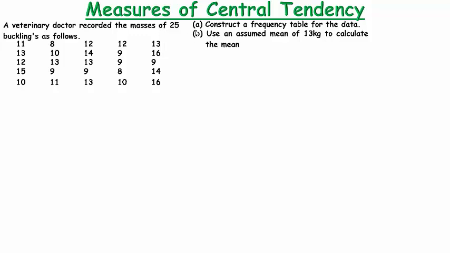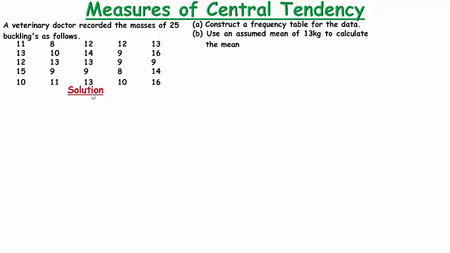Now, the problem states that A, I should construct a frequency table for the data. B, I'm expected to use an assumed mean of 13 kilograms to calculate the mean. This problem will help us to calculate the mean using assumed mean. Mean happens to be one of the measures of central tendency. Other measures include the mode and the median, but in this problem I'll solve the mean using assumed mean.